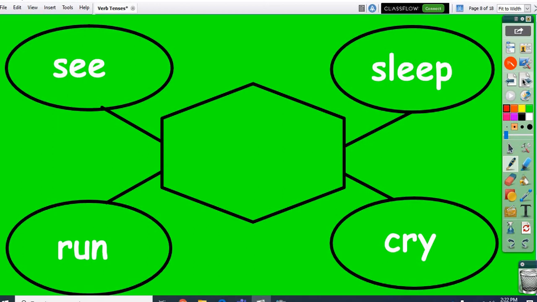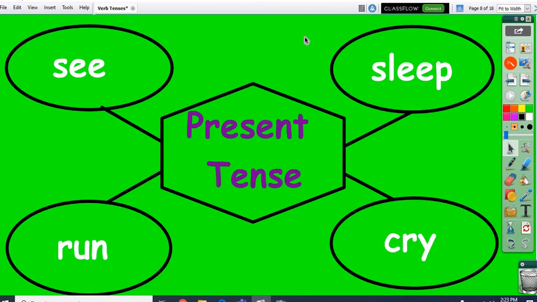So let's practice that a little bit more in this one. We've got some verbs here, see and sleep and cry and run. Those are all things that you can do. They're all verbs. And we're going to make all these verbs present tense. That means you're doing it right now. And remember what we just talked about. You can leave them all alone sometimes to be the present. That means you don't do anything to it. Or we could add s's to these.